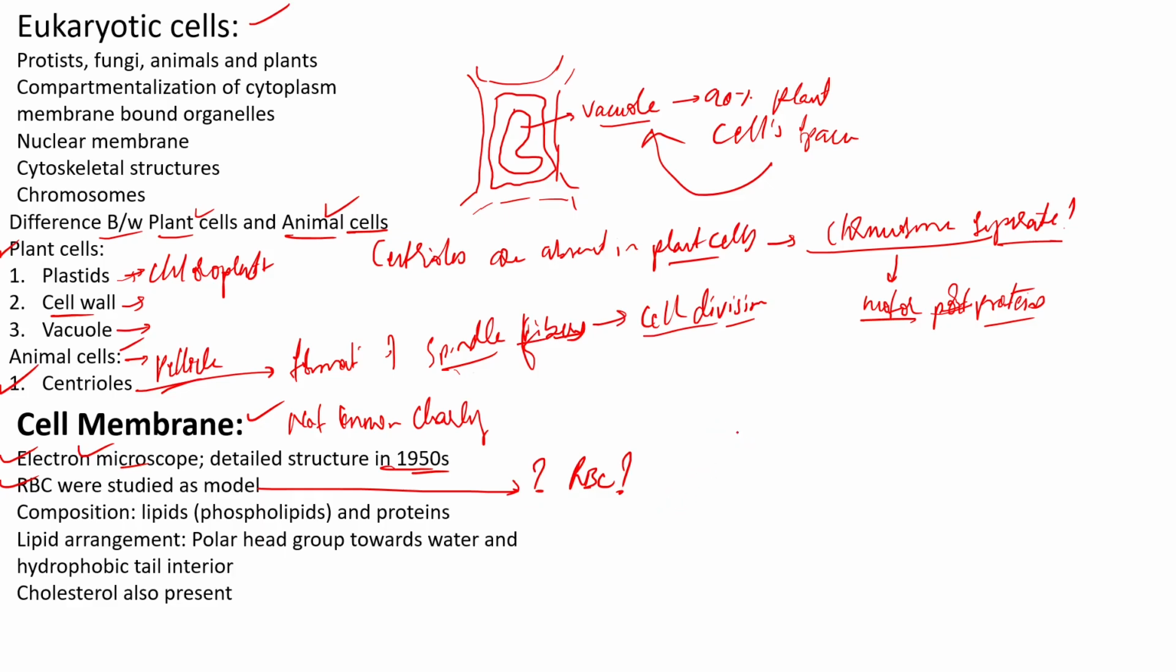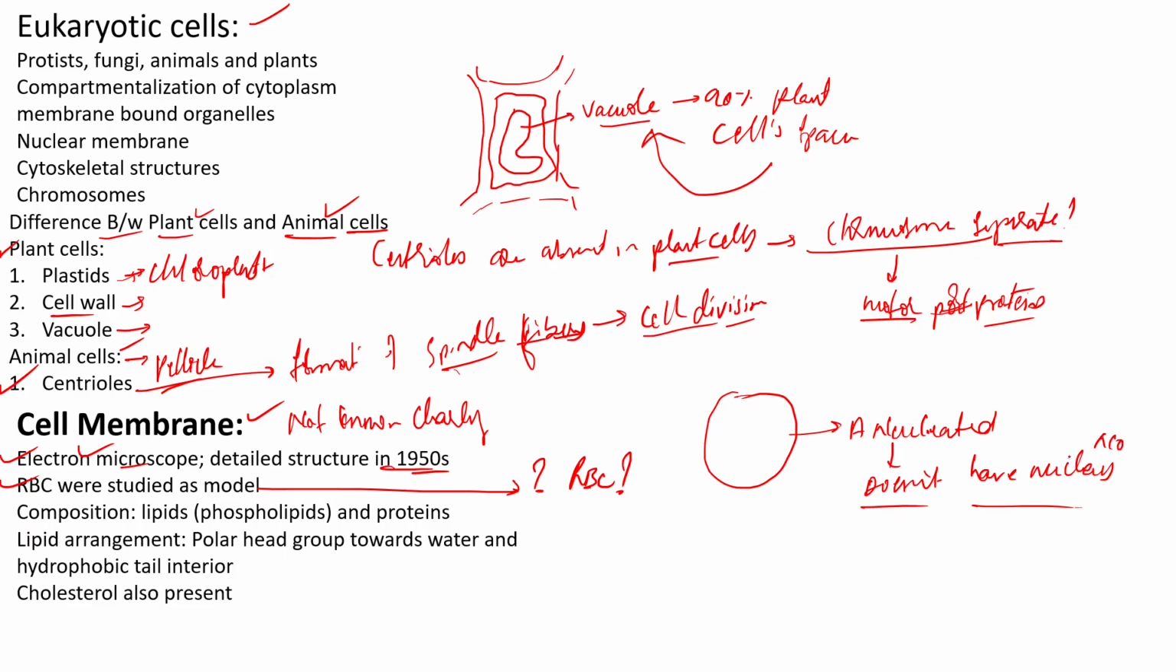If you look into the cell structure of RBC, you know that it is completely anucleated. What do you mean by anucleated? It means that it doesn't have a nucleus. There is no nucleus, right? If there had been a nucleus, what would have happened? There would be a nuclear membrane also, right?